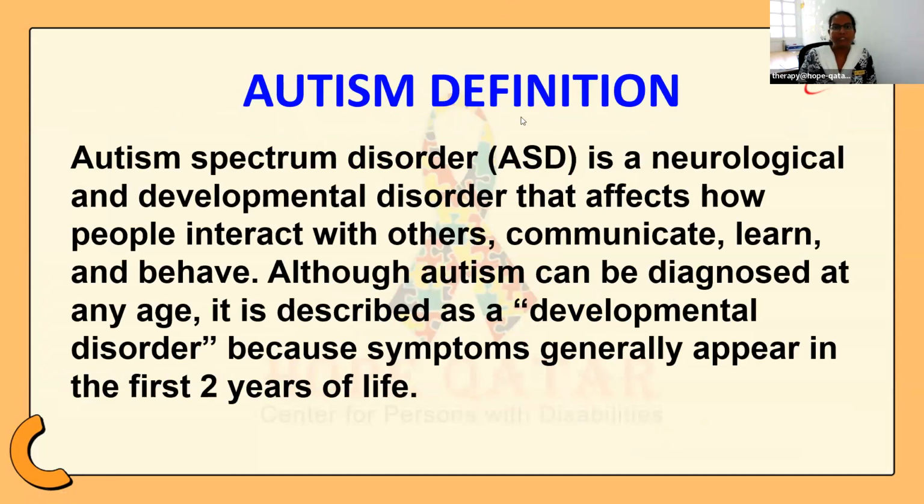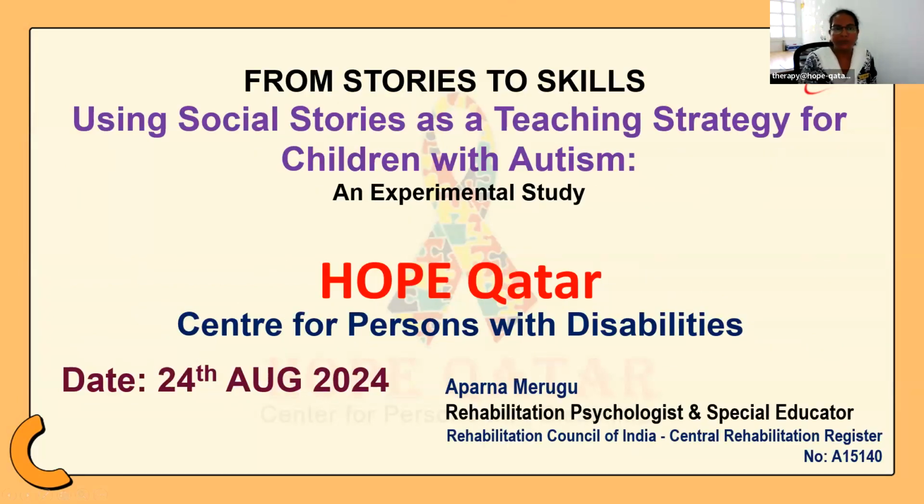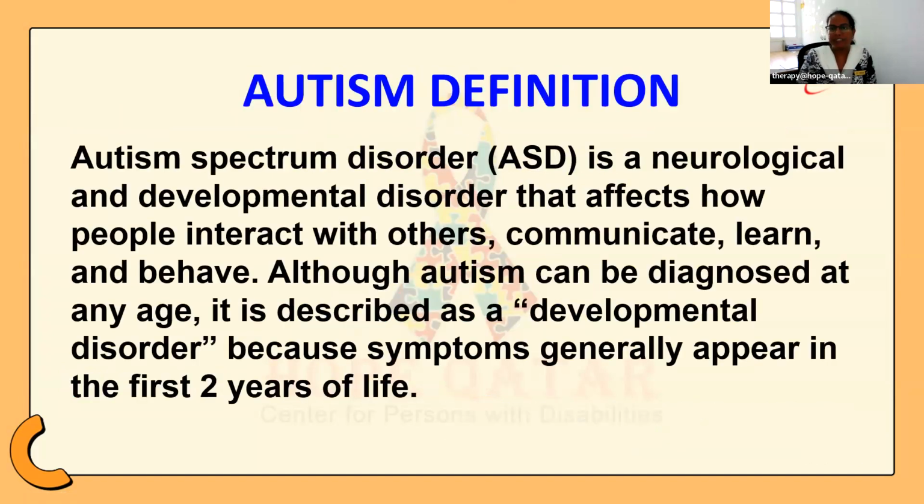Before going into what exactly social stories are, let us understand what autism is, what the deficits are, and how it has an impact. Autism is both a neurological and developmental disorder that affects people in interaction with others, communication, learning, and other behaviors. Although autism can be diagnosed at any age, it is described as a developmental disorder because symptoms generally appear in the first 2 years of life.